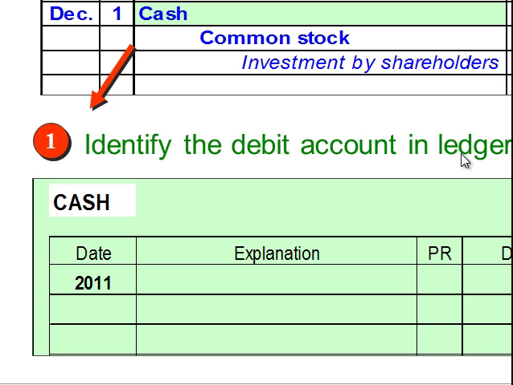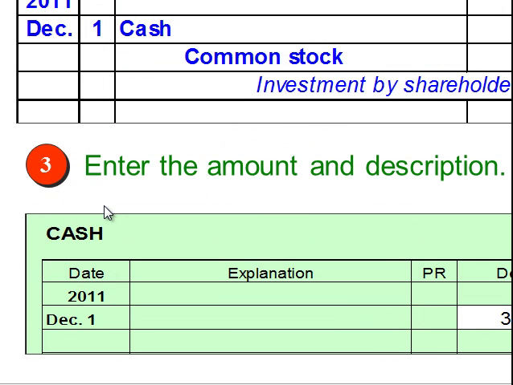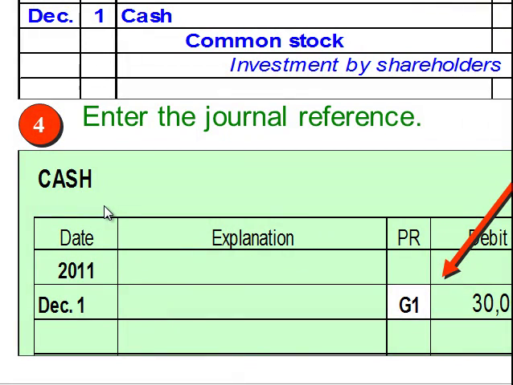That's the posting reference. So when we get to the point where we're posting a journal entry into the ledger, we pull each piece apart. So this cash is going down to the cash ledger. We're going to enter the date. We're going to enter the amount and make sure to put it, if it's a debit, on the debit side. We're going to do a posting reference.